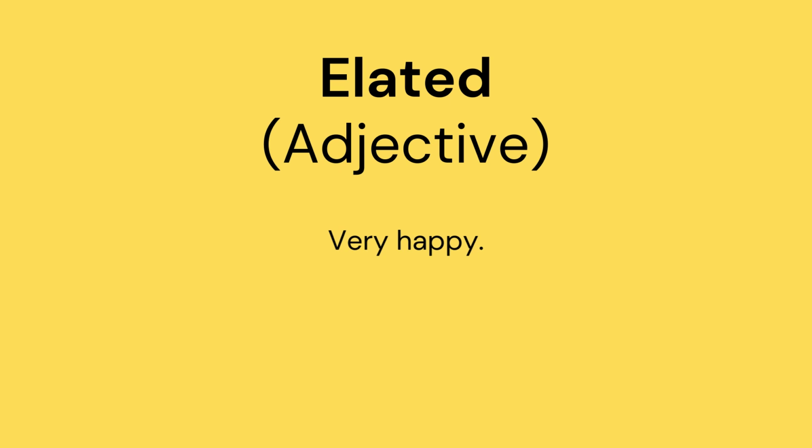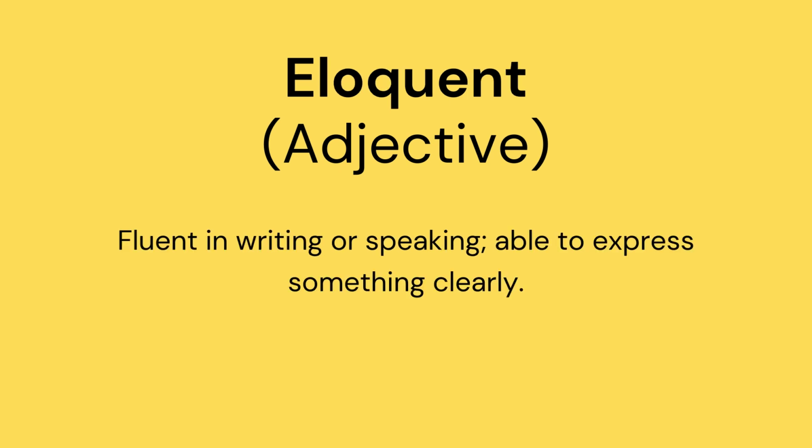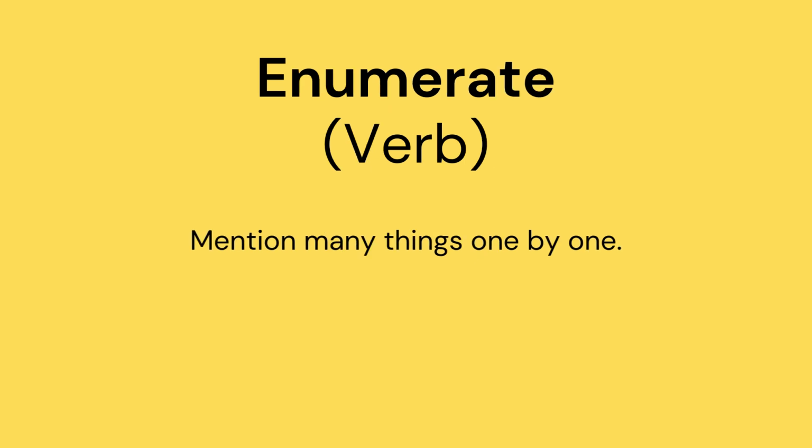Elated is an adjective and it means very happy. Eloquent is an adjective and it means some person who is fluent in writing or speaking, someone who is able to express something clearly. Enumerate is a verb and it means to mention many things one by one.